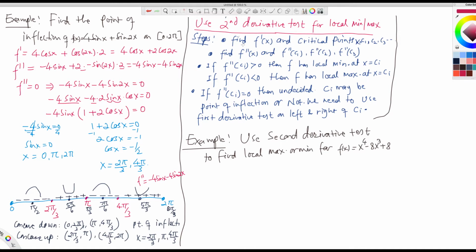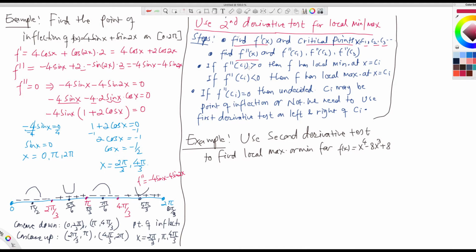These are the rules. First, find out f prime of x and the critical numbers. Find the first derivative and find out where the first derivative is 0 or undefined. Then find out the second derivative. Suppose here the critical numbers are c1, c2, c3 and so on. After you find the second derivative, you plug in each of the critical numbers in the second derivative and look at the sign.